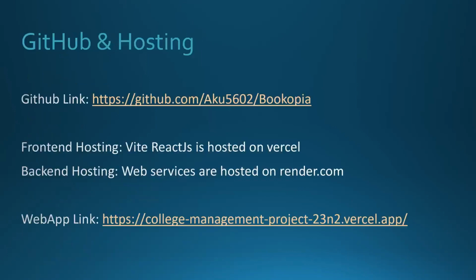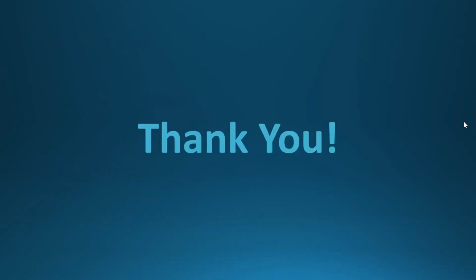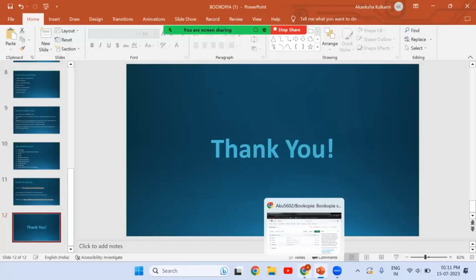So now you can see all the links present over here. One is the GitHub link. You can view all the code present on the GitHub link. Vite React.js is hosted on Vercel.com, and the backend, all the web services, are hosted on render.com. The link for the website or web app is also mentioned in the PPT. So now we will go through the code structure.